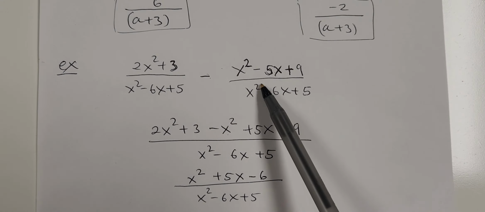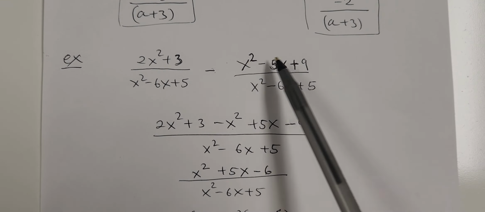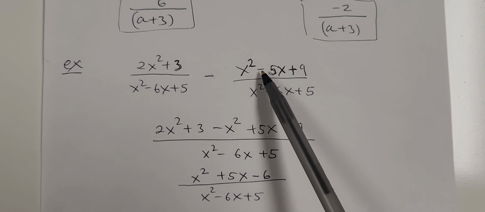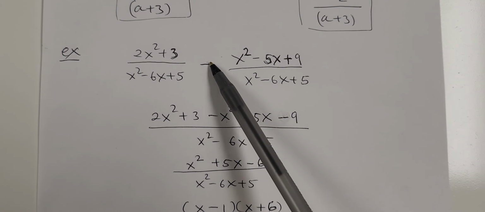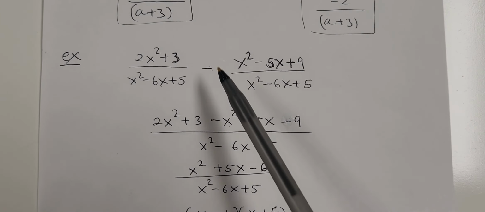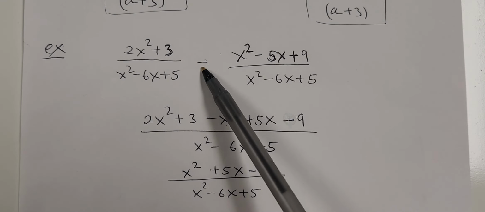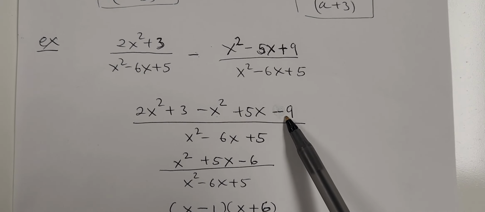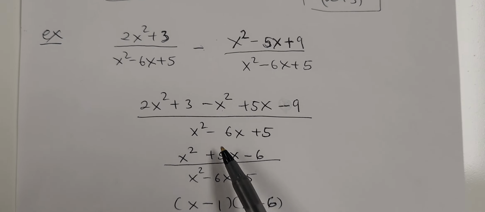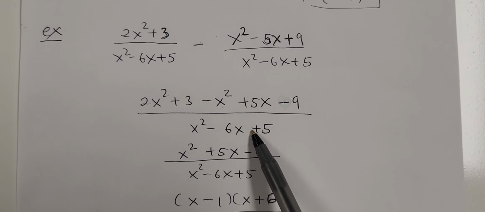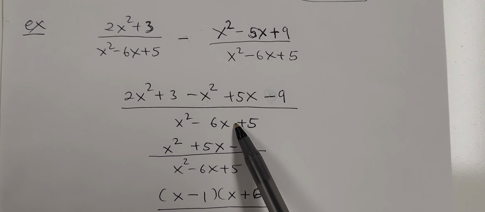The second fraction, there's a minus here, there's a negative here, so multiply that to the second fraction. Only to the top. Do not do it to the bottom. Only to the top. So negative times x squared is negative x squared. Negative times negative 5x is positive 5x. Negative times positive 9 gives me -9. Okay? And since the denominators are the same, just write it one time only.